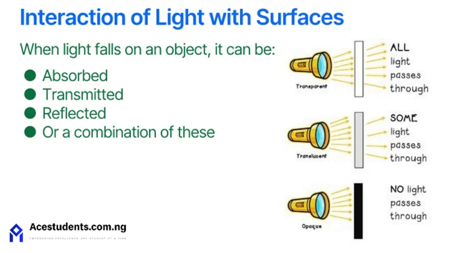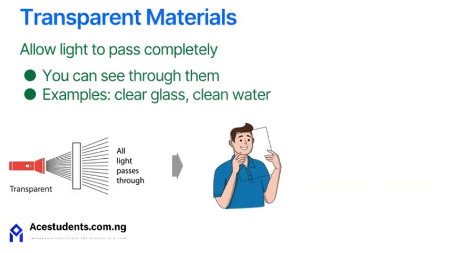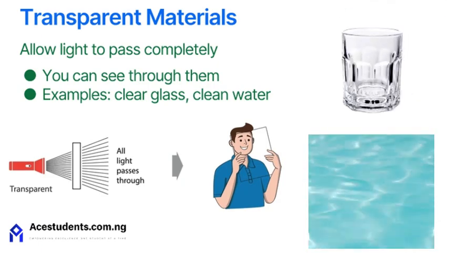Let's take a look at how light interacts with different materials. Let's start with transparent materials. Transparent materials allow light to pass through fully. That is why you can see through them clearly. Examples include clean glass and clear water.